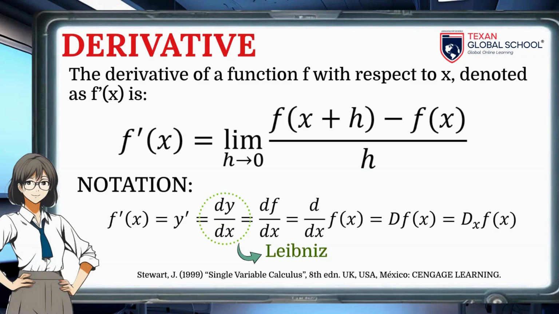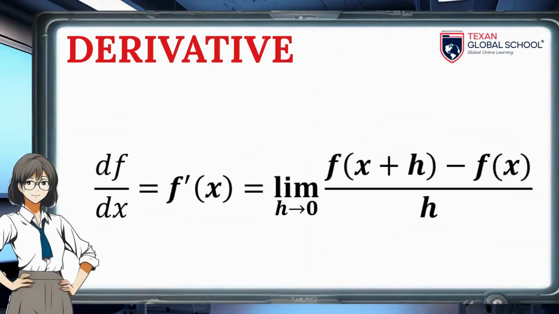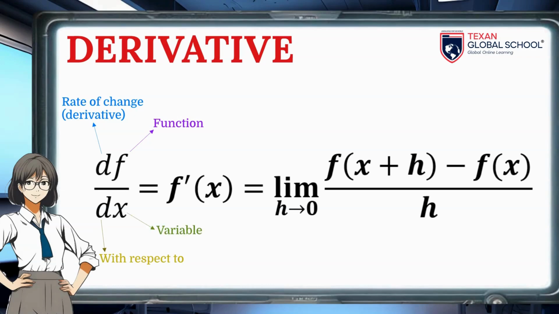There are several notations to represent the derivative, among which is the Leibniz notation. All of them express the derivative of a function with respect to a variable, in this case with respect to x. We must not be confused and think that they are ratios. They all represent the derivative of a function. In the following diagram, we can see the parts of the derivative of a function.